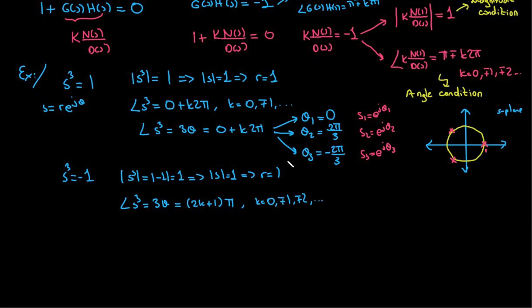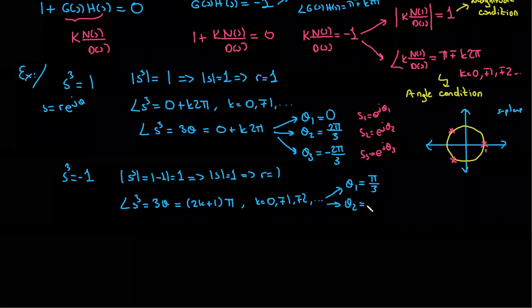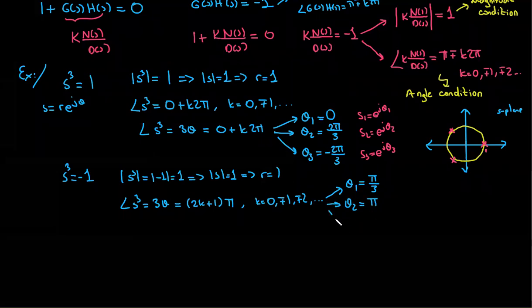In that case, let's write down theta 1, theta 2, and theta 3. When k is equal to 0, what is theta 1? It is pi over 3. When k is equal to 1, what is theta 2? It's simply equal to pi. When k is equal to -1, what is theta 3? It is equal to minus pi over 3.